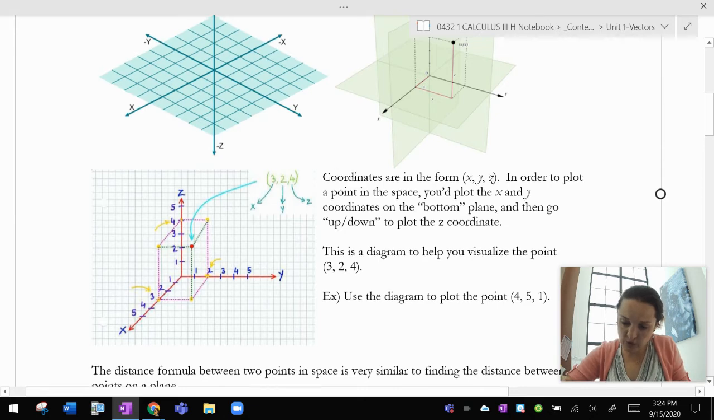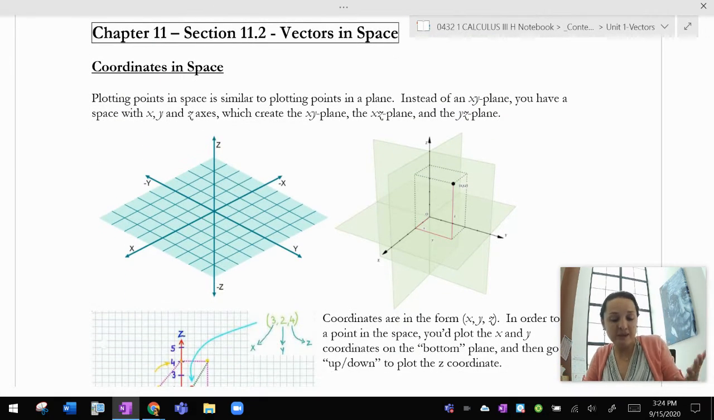And I can't scroll on my screen. There it goes. Coordinates in space. So if you want to plot a point in space, it's very similar to plotting points in a plane, but instead of going over and up, you have to go over one way, over another way, and up a little bit. So I will show you.